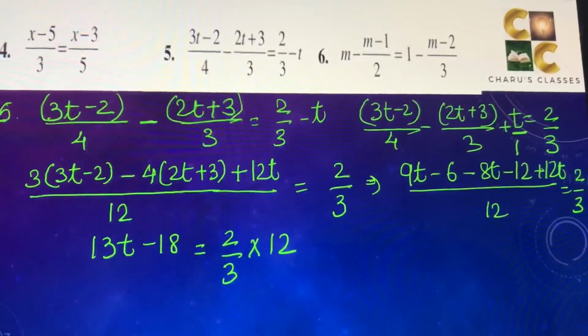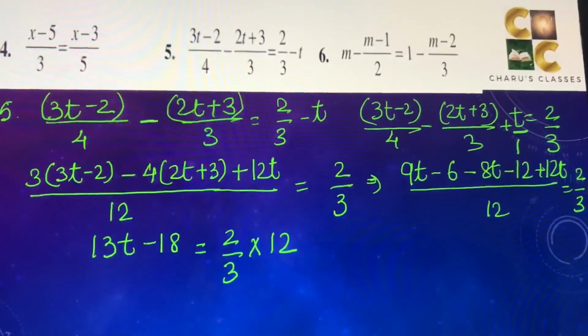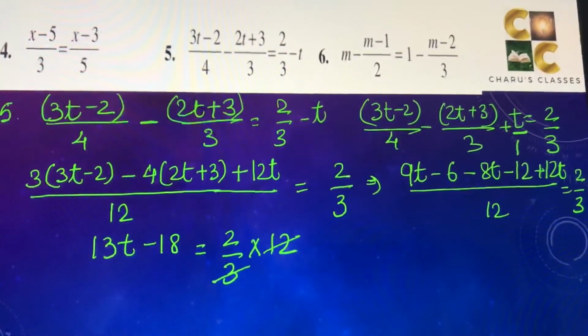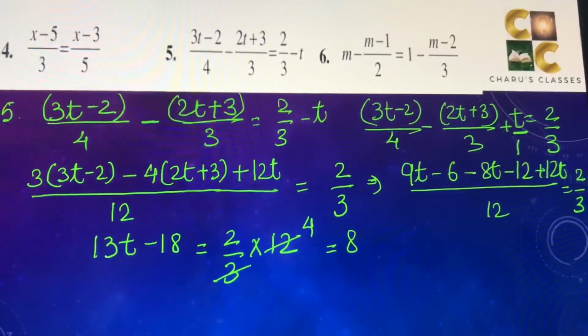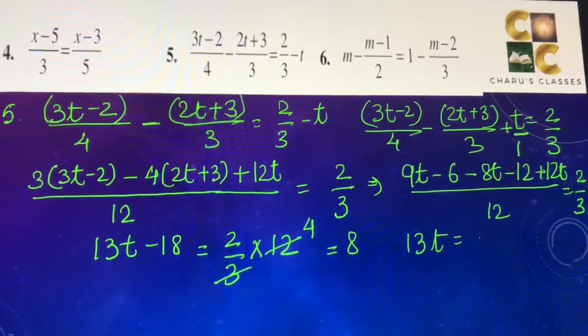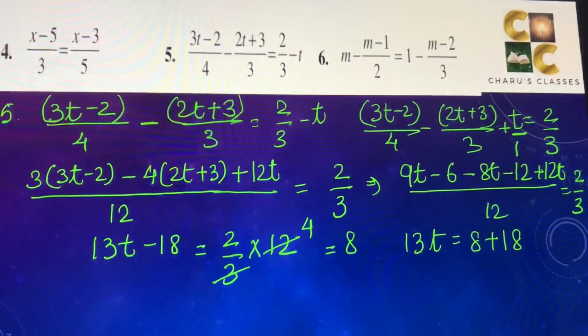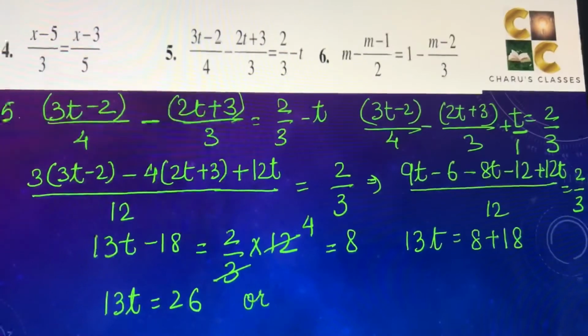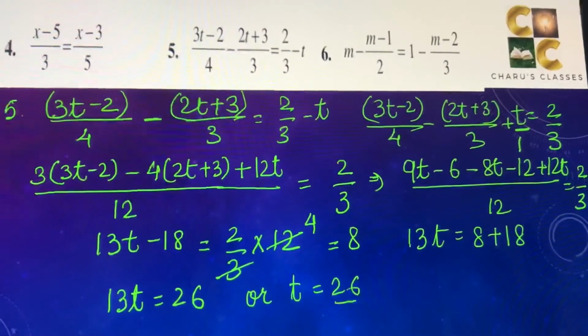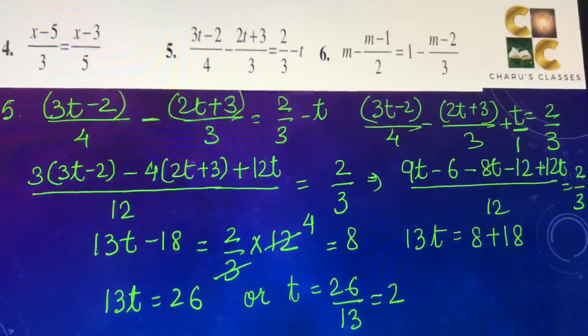This 12 will go and multiply in the numerator. So this 3 and 12 can cancel, which will give us 8. Or we can say 13t is equal to 8 plus 18, which means 13t is equal to 26. Or t is equal to 26 by 13, which is 2.